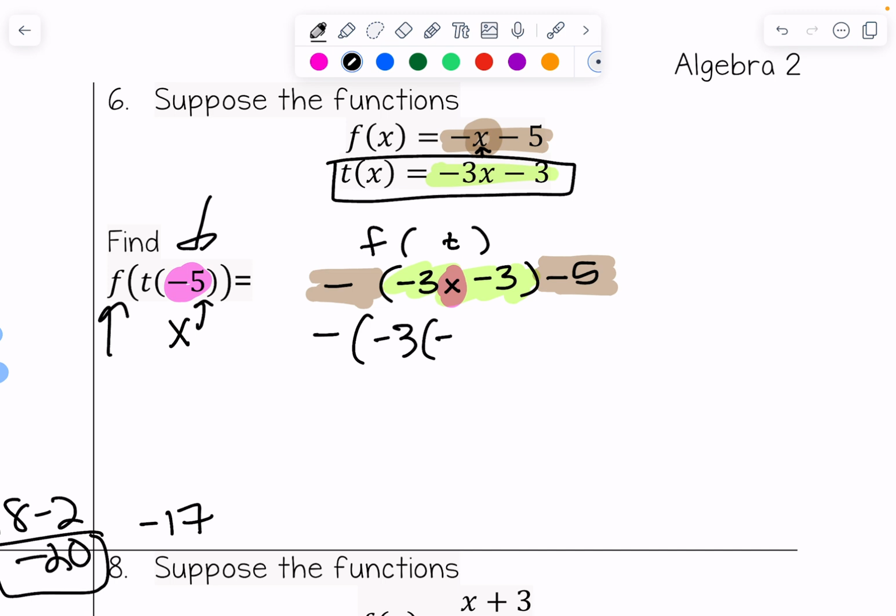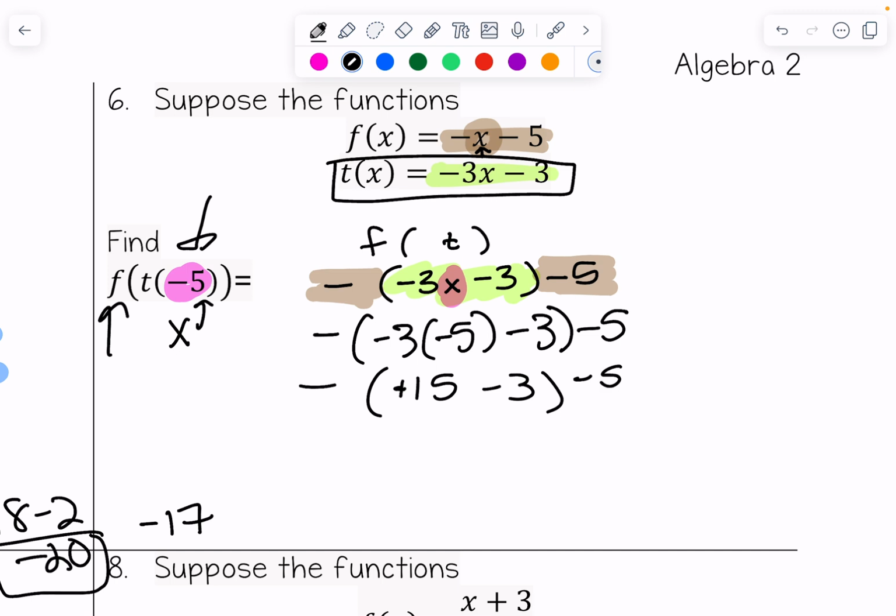Negative 3 times negative 5 minus 3, all minus 5. So now I just solve. So again, this is t, the equation of t in the spot of x for f of x. So positive 15 minus 3. 15 minus 3 is 12. Slap the negative on. I get negative 12 minus 5 more, which lands us at negative 17.